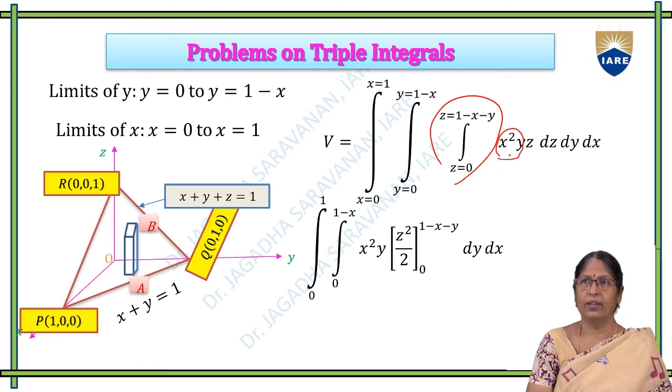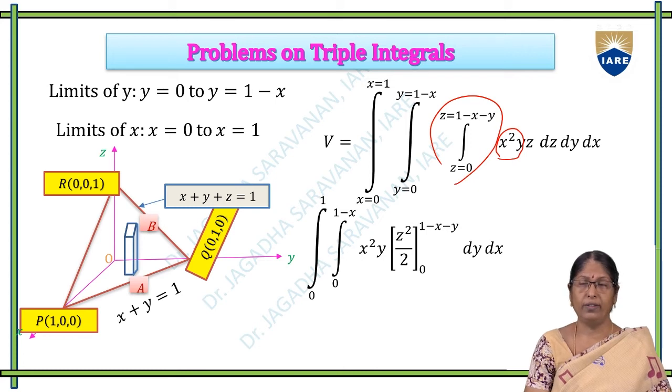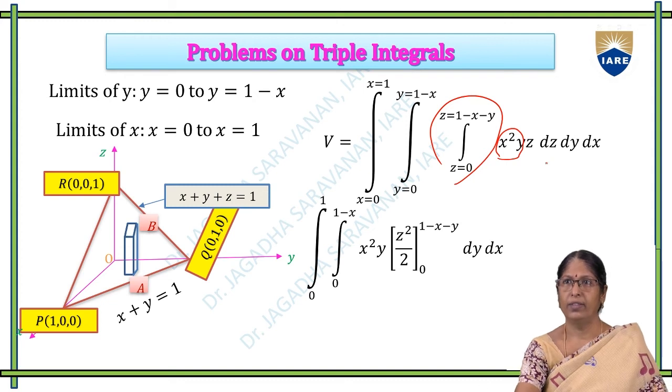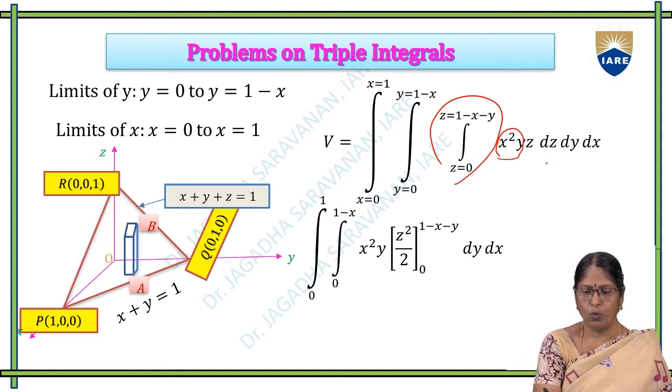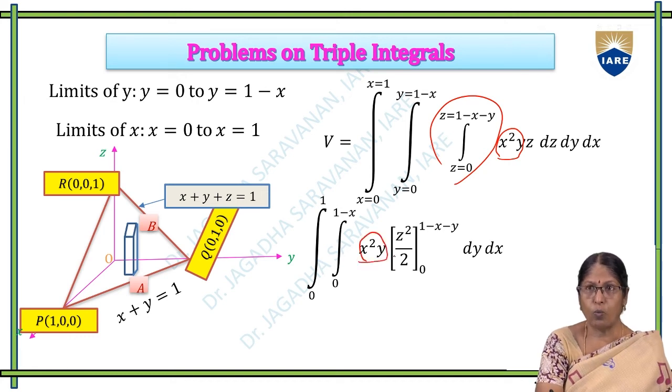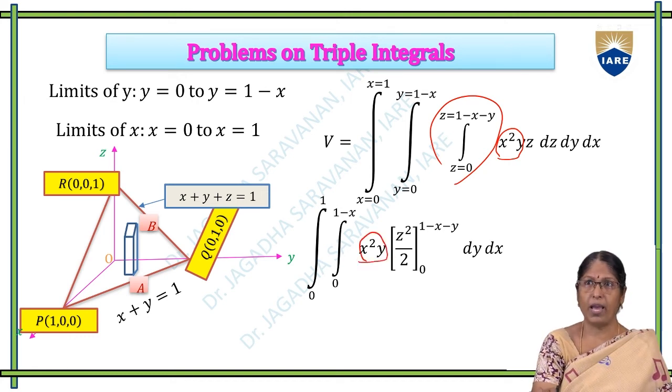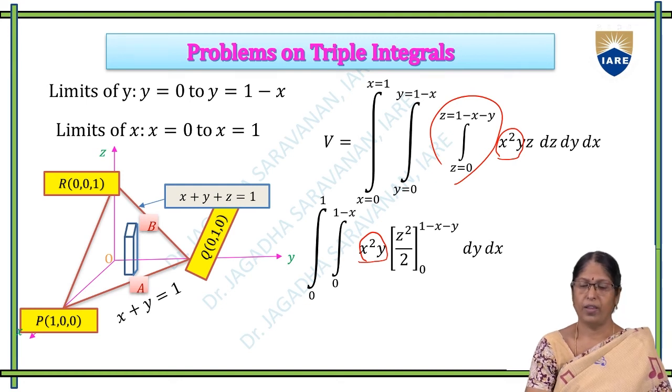We are not going to consider the other variables, but put together they are under the operation of multiplication, so we have to consider them as constants. So we write x square y as it is, treating them as constants. The integration with respect to z is a very simple integration. That is, we know it.